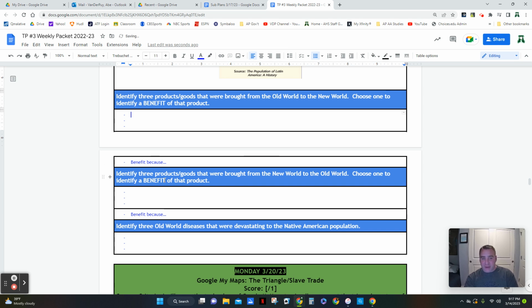And then we'll do the exact same thing. You're going to pick 3 goods, and we're going to switch this up this time, from the New World to the Old. So this is from the Americas to Europe. And then again, your last one right there, choose why it was a benefit. Why was it a good thing for that product to make its way to the Old World from the New?